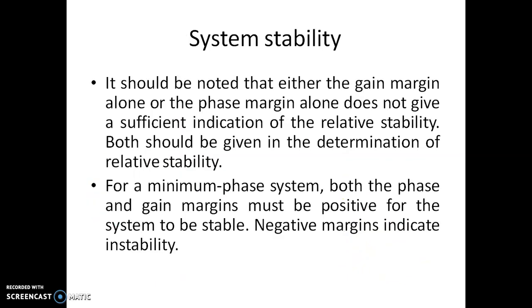Okay, defining system stability is not possible by knowing just the phase margin or the gain margin. It is necessary to know both the gain and phase margin to know the relative stability of the system. If both phase and gain margins are positive, then we say the system is stable. If both are negative, then we say it's an unstable system. It just indicates the instability of the system.